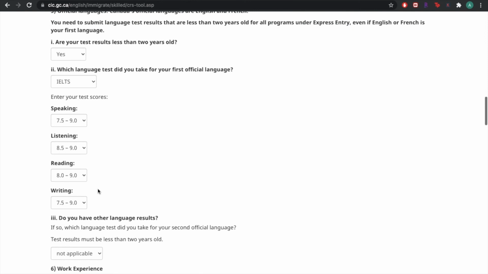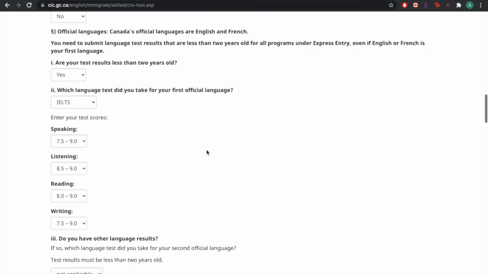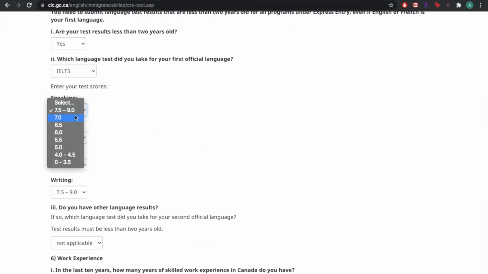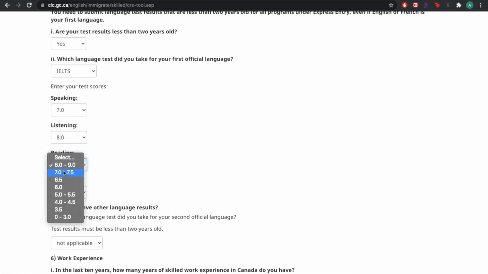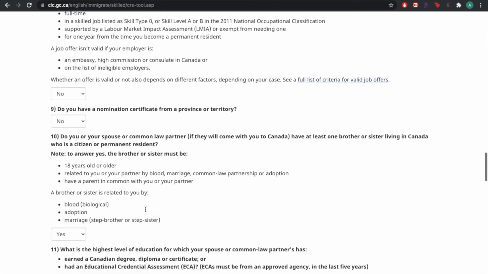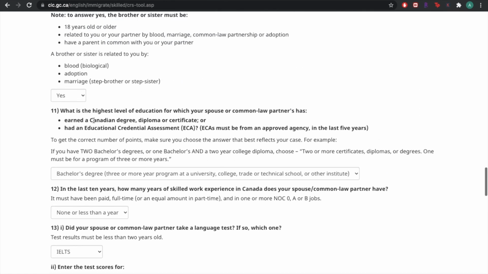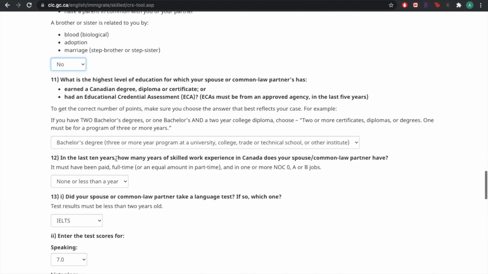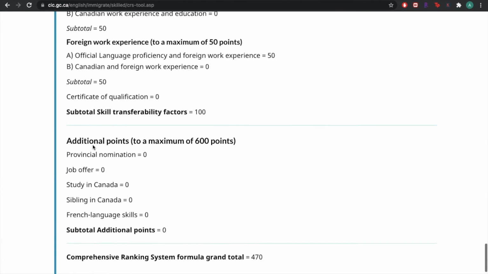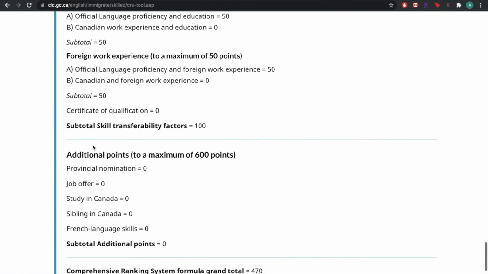And that is just 29 years of age. And then let's also say they have CLB 9. They don't have the highest points. They have CLB 9, 8, 7, 7, 7, which is what everyone should aim at least to have. And they don't have a sibling here. Their points go back to 470.